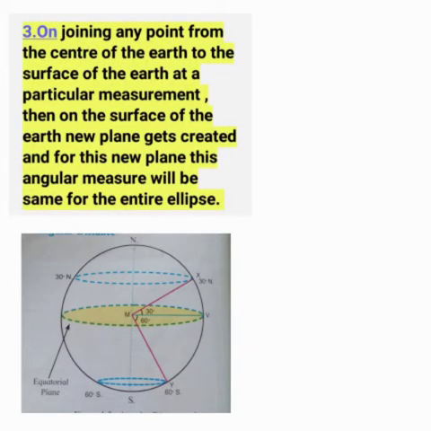On joining any point from the center of the earth to the surface of the earth at a particular measurement, say for example 30 degrees here, a new plane gets created on the surface of the earth. Here it's x, you can see, and for this new plane the angular measure will be the same for the entire ellipse. Meaning for the entire circle it's 30 degrees.